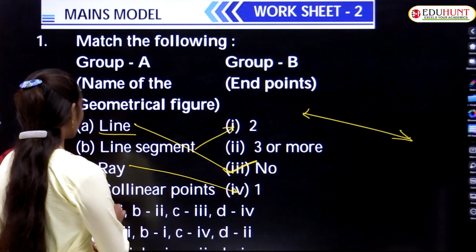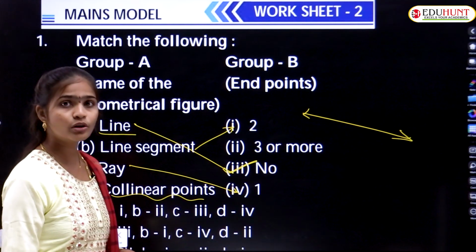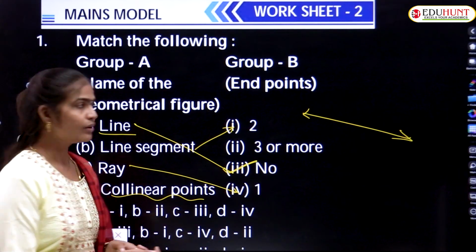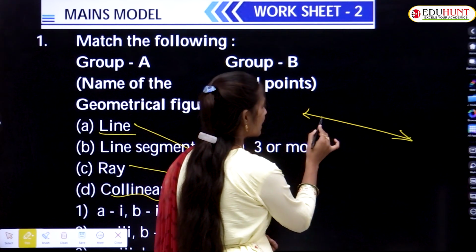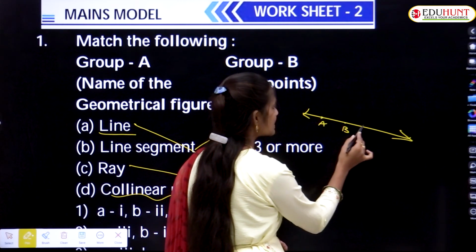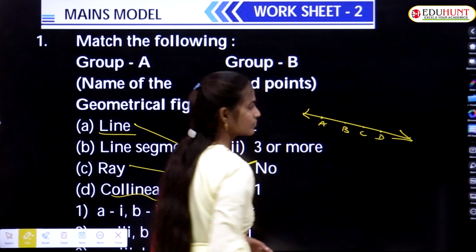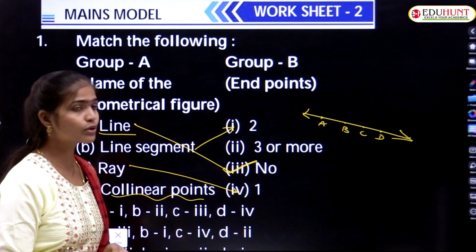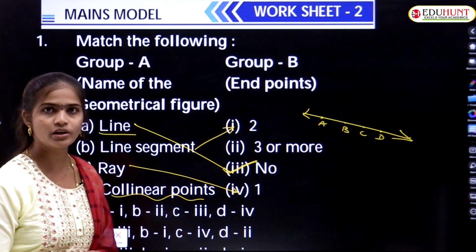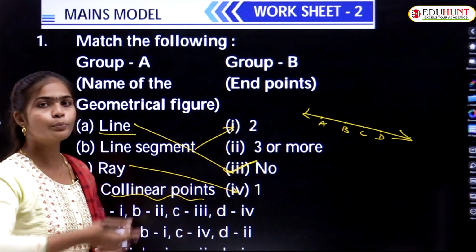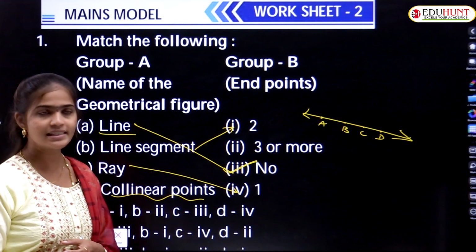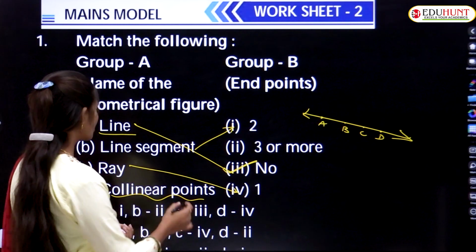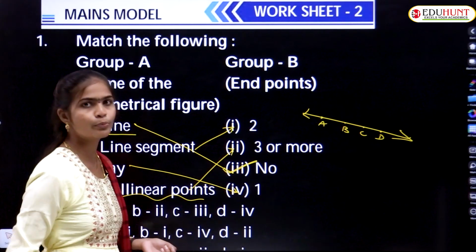Okay, next, collinear points. How many collinear points are there? Minimally we have 3 points. Just this is one of the lines. Here I am taking A, B, C, D. Okay, 3 points. With 2 points we can't say that those two are collinear. Why? Because what is the definition for collinear points? 3 or more points lie on the same line, right? So here we can take 3 points or more than 3 points also. So collinear points means 3 or more points.